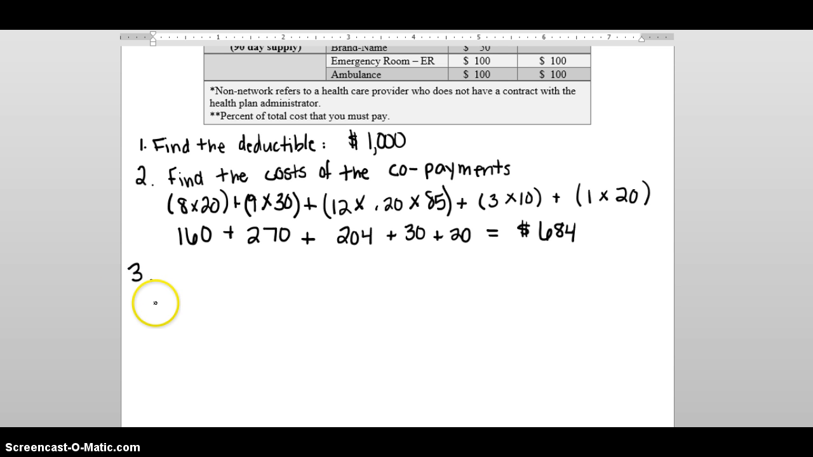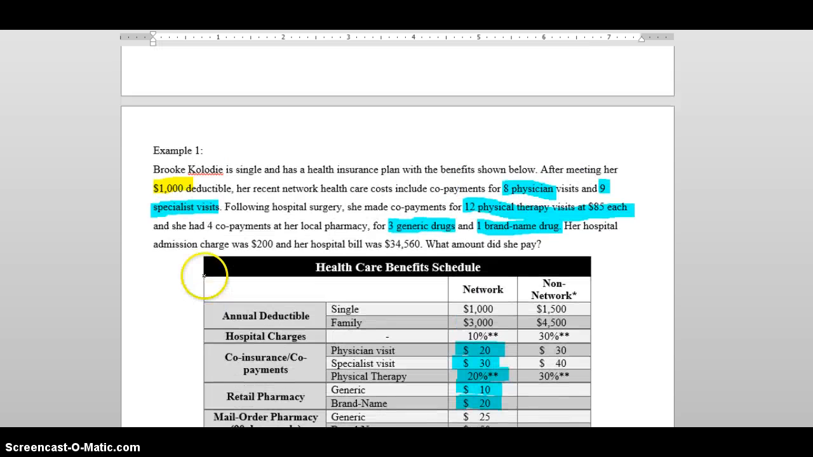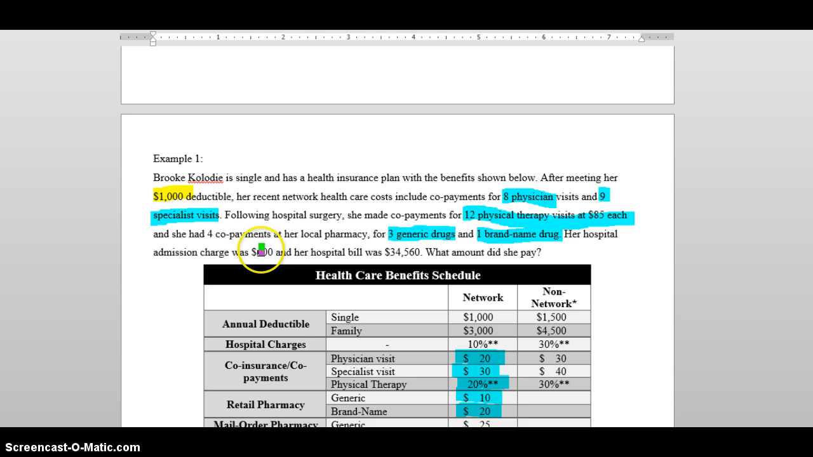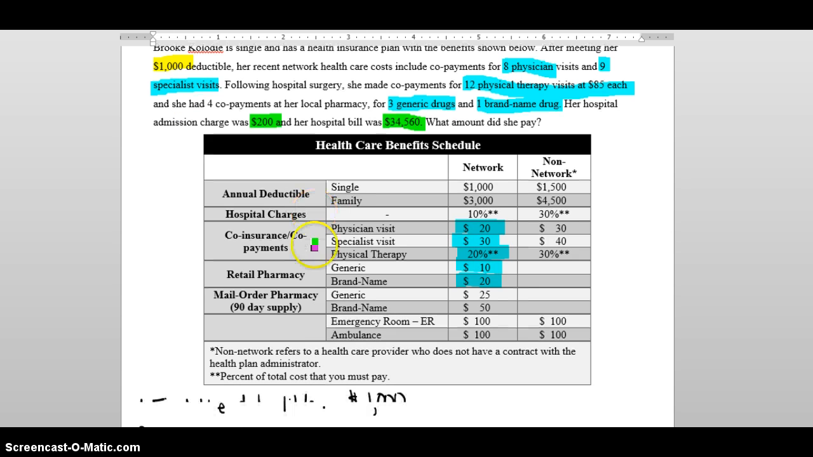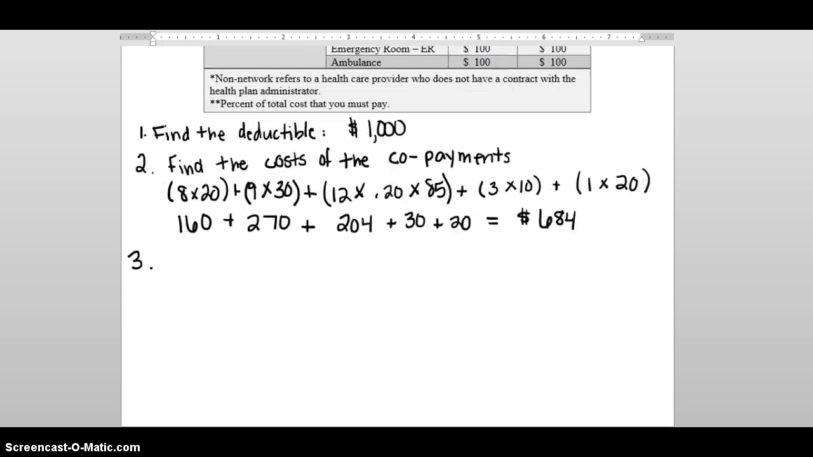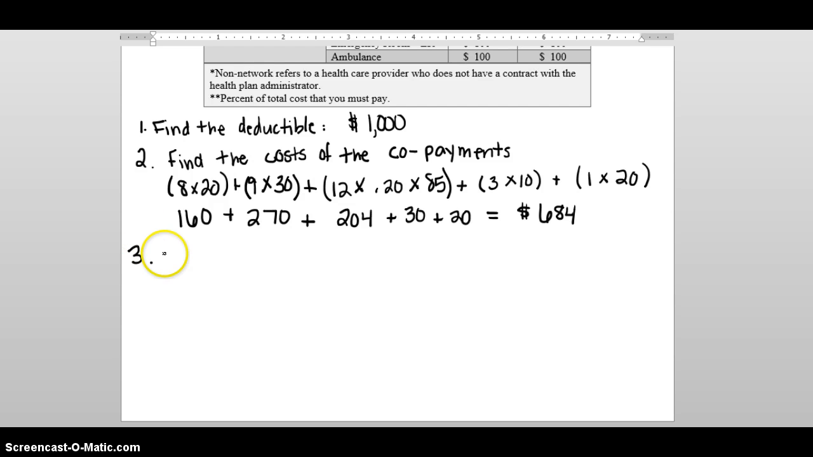The third thing is we're going to find the hospital co-insurance charges. So for the hospital, she has a $200 admission, and her bill is $34,560, and she pays 10%.